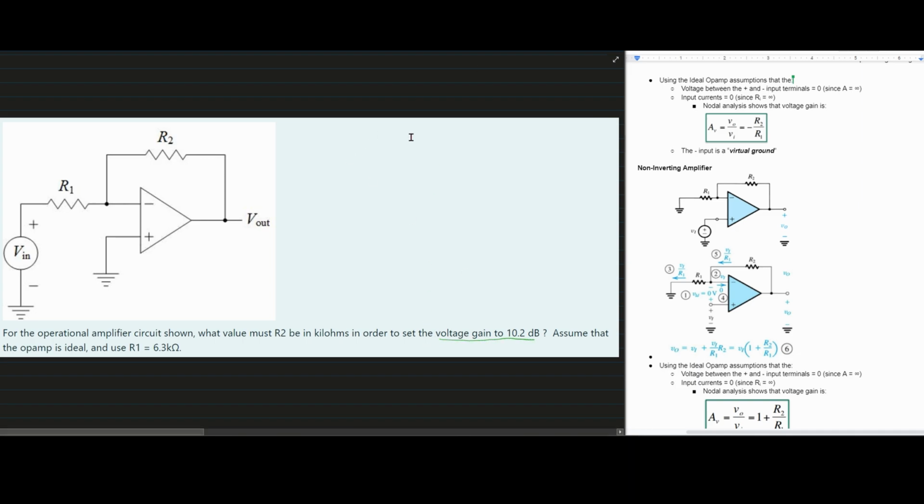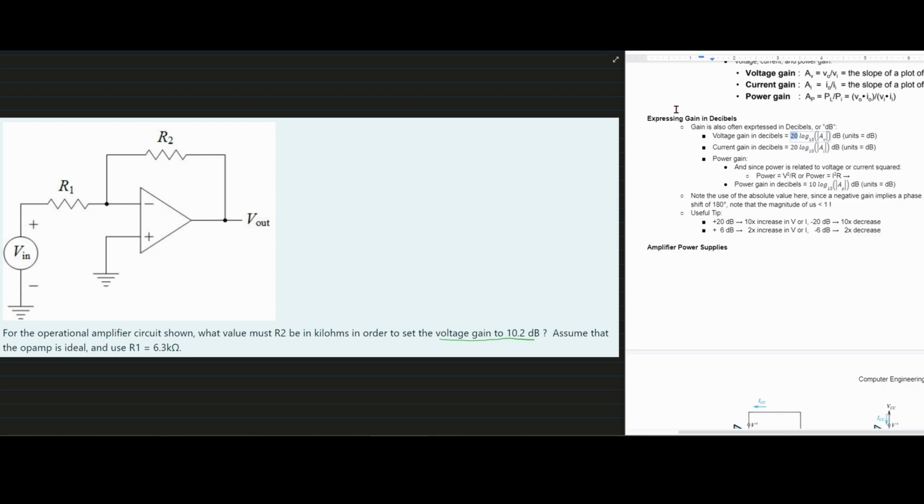And this is important because if we look in the notes, there's a section expressing gain in decibels. So we're going to have the voltage gain in decibels, and we know we have voltage gain of 10.2 dB. So what we can do is take this equation and say we have our 10.2 equal to 20 log base 10, and then we have the absolute value of our A_V inside of here.